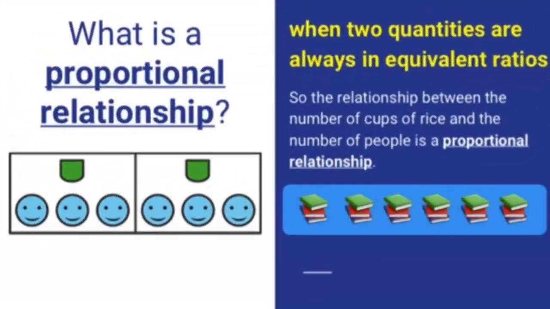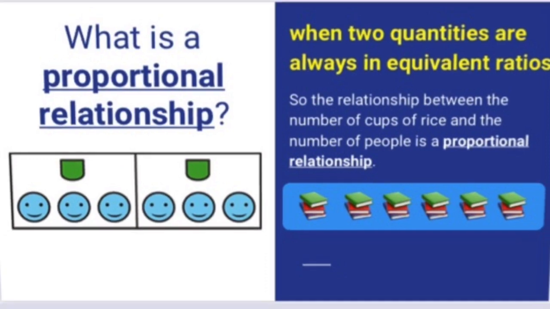So now let's take a moment before we move on to review what exactly is a proportional relationship. A proportional relationship is when two quantities are always in equivalent ratios. Another way to look at that is a ratio is a comparison of two numbers. A proportion is a comparison of two ratios. So again, when two quantities are always in equivalent ratios, that constitutes a proportional relationship.